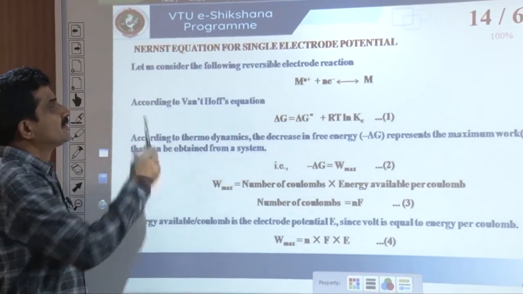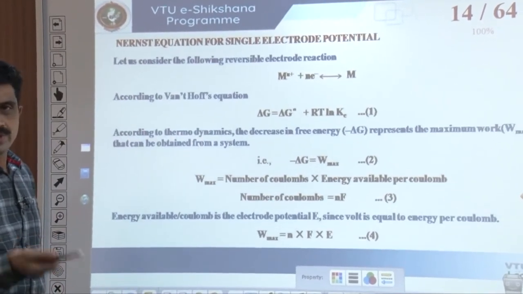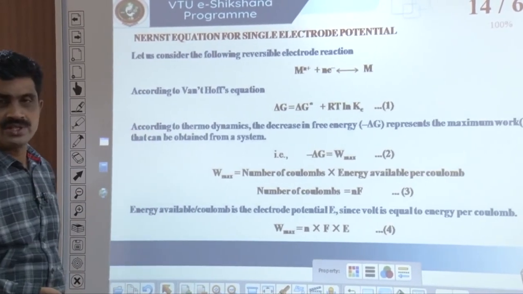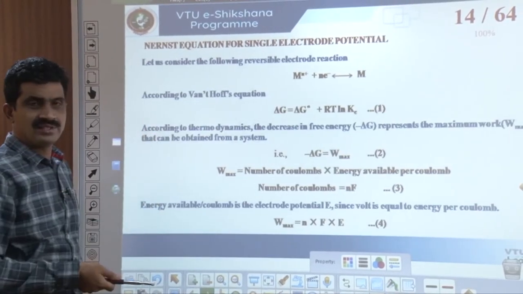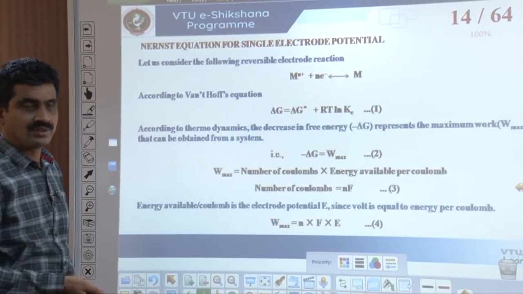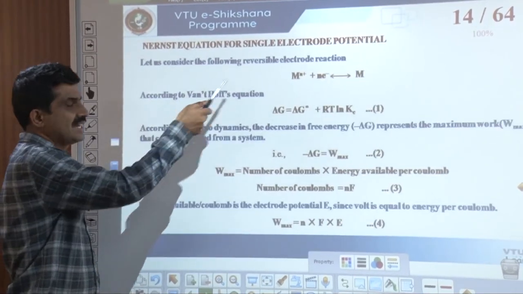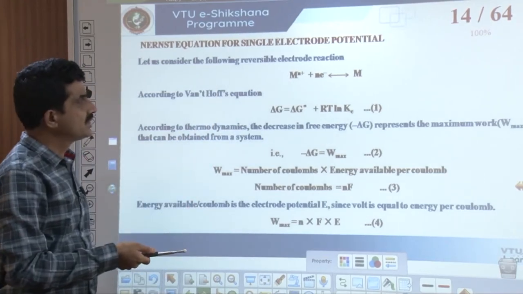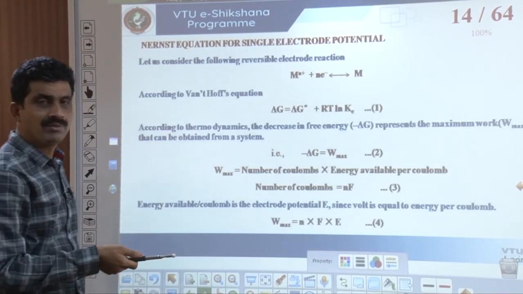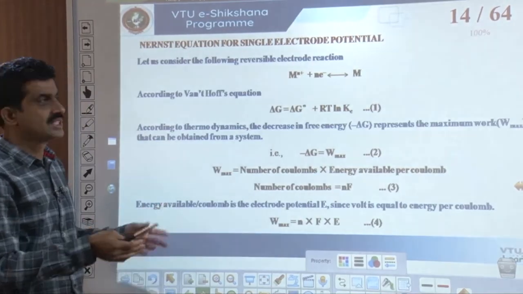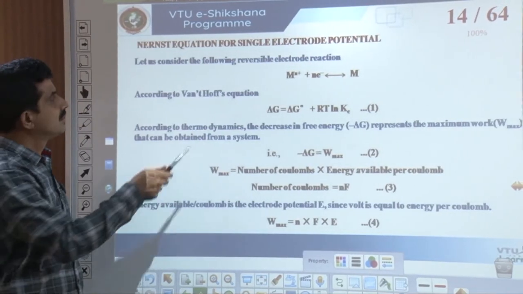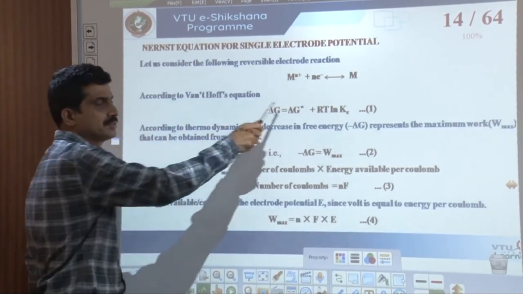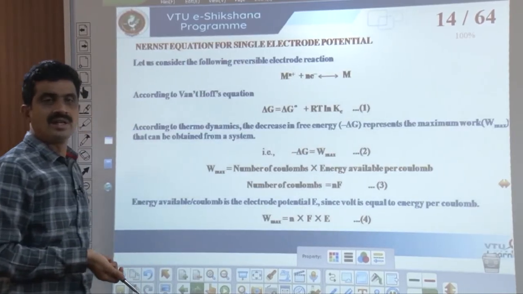Nernst equation for single electrode potential. Now, we know the meaning of single electrode potential. We shall derive the Nernst equation for single electrode potential. The Nernst equation relates the concentration of a solution to its EMF, that is, how the EMF varies with the change in concentration. Let us consider the following reversible reaction, M^n+ plus n electrons giving M.